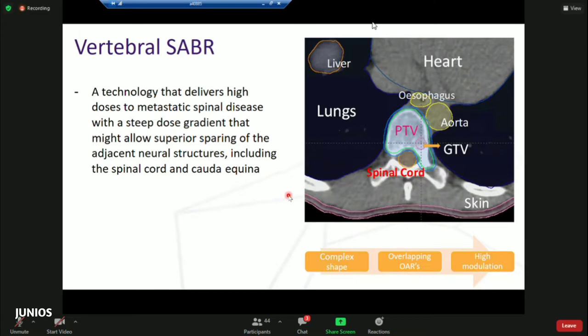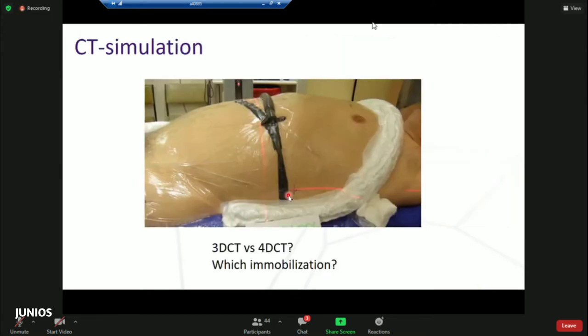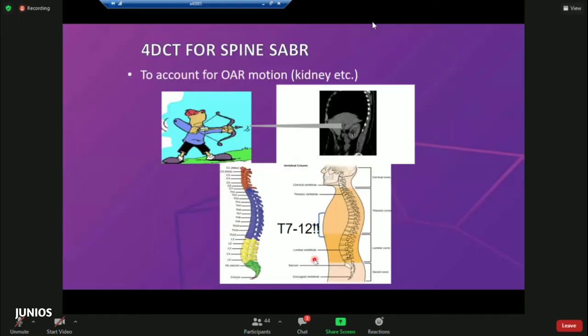So we start from the CT simulation. Something to consider: immobilization is the key, I'd say. And then some 3D CT or even 4D CT for SABR. Why 4D CT for spine SABR? It's because not only is the lesion moving, but all the surrounding areas are moving around, and we really want to shape the dose appropriately. So typically for SABR to the liver and spine, we do 4D CT with appropriate immobilization.